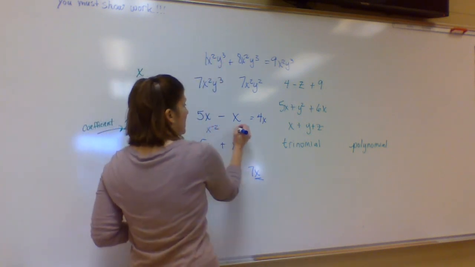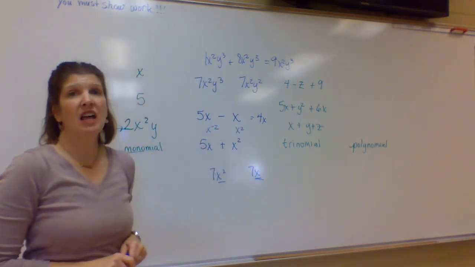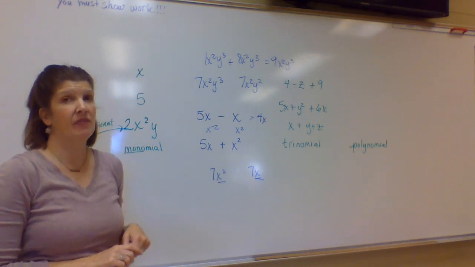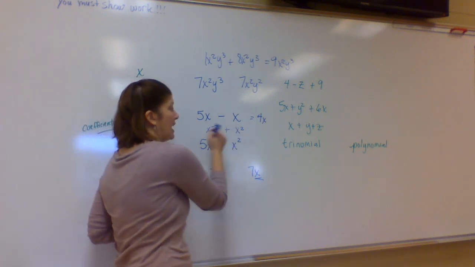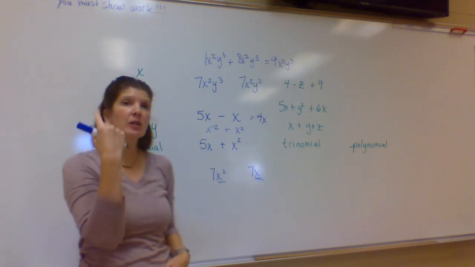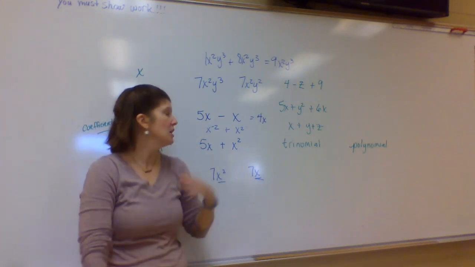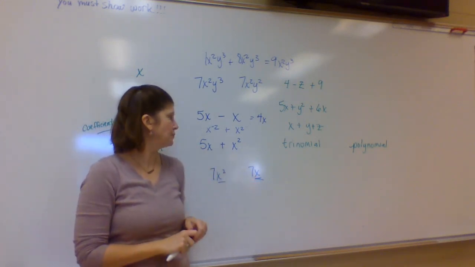X to the negative second and x to the second are not like terms. You cannot add them. Every detail of the variables and exponents has to match if you're going to combine them.